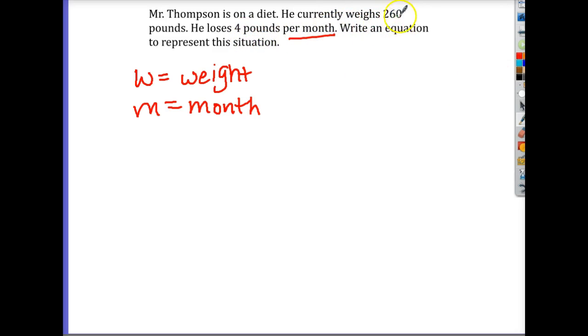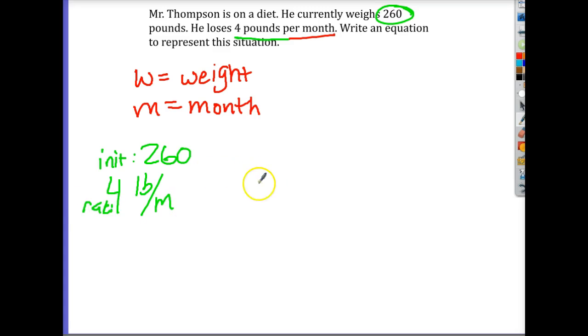Okay, any initial values? I start at 260 pounds. 260 is my initial. And do I see a rate? 4 pounds per month. 4 pounds per month is a rate. All right, so write an equation.